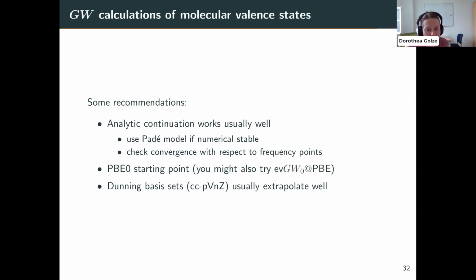So going to molecular valence states, generally analytic continuation works well enough. So I would use a Pade model if it's numerically stable and if it's available. You have to check convergence with respect to the number of Pade parameters. Usually there's a guideline of 16 is usually good, but also with respect to the frequency points. PBE0 is usually good for molecules, right? So I say explicitly for molecules, but you might also try a self-consistent scheme, which is typically affordable. For extrapolation, you can use a Dunning basis set, but this is just one, right? So you can also use different ones like NAO optimized ones.